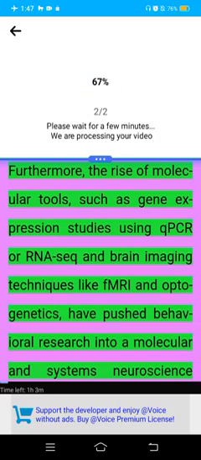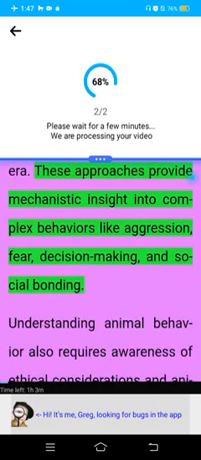Furthermore, the rise of molecular tools, such as gene expression studies using qPCR or RNA-seq and brain imaging techniques like fMRI and optogenetics, have pushed behavioral research into a molecular and systems neuroscience era. These approaches provide mechanistic insight into complex behaviors like aggression, fear, decision-making, and social bonding.